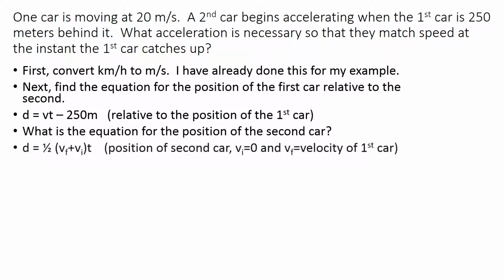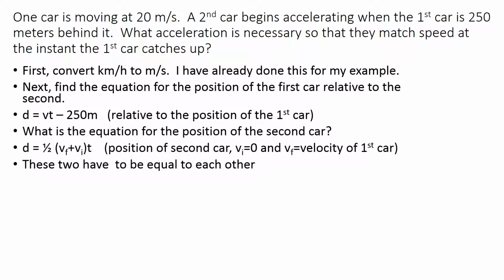Well, the second car is going to be at a position of 1/2 its average velocity times time. So the equation is basically the same as the first equation up at the top, but its average velocity is going to be changing from its initial velocity to its final velocity. Its final velocity is going to be the same velocity as the first car because we want them to be going the same speed exactly at the same time that the first car catches up.